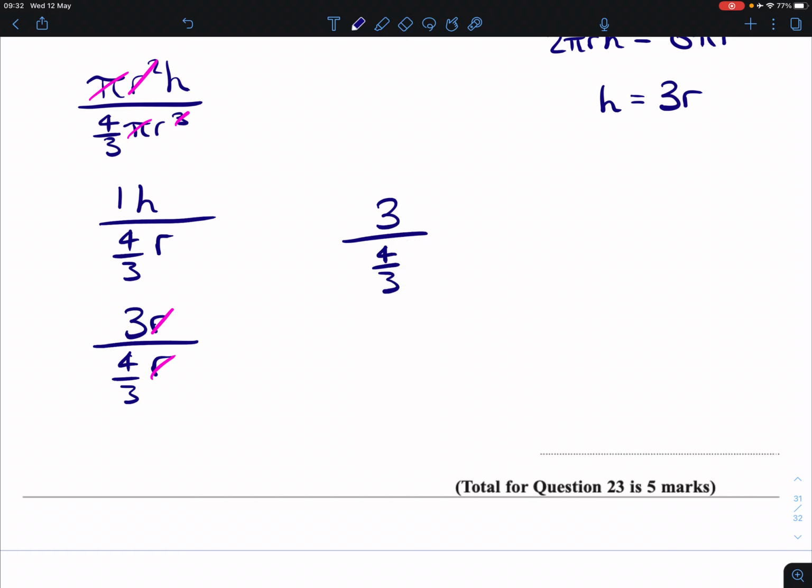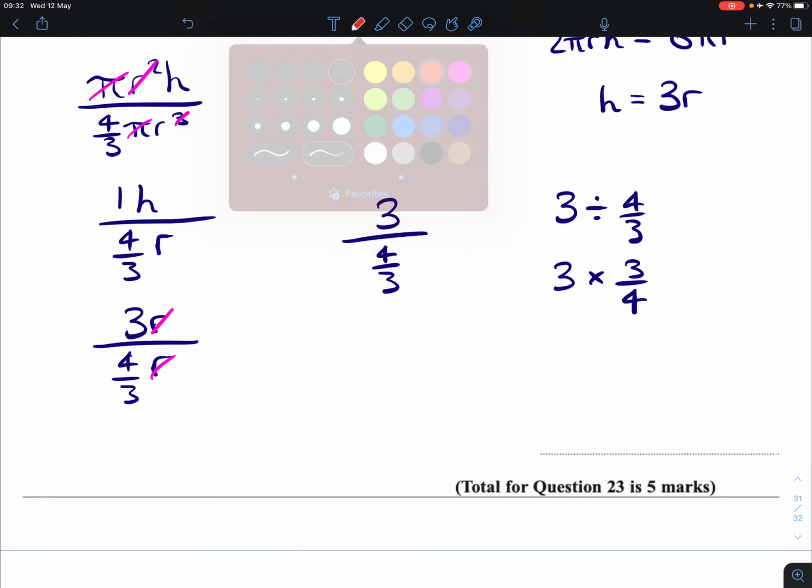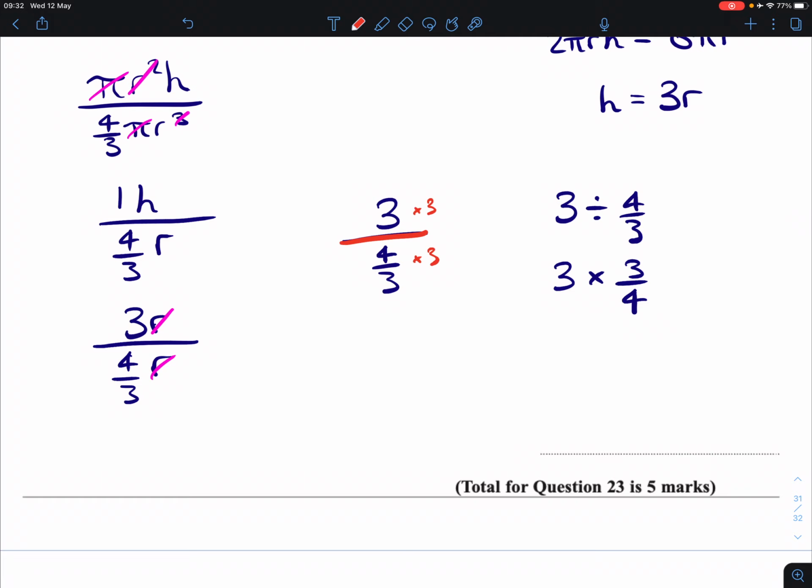If you have 3 divided by 4/3, there's 2 ways of doing this. One of them is to make it look like this and then multiply by its reciprocal. The other is to identify that in order to make this fraction disappear, we just multiply top and bottom of the big fraction by 3. Either way, you're going to get the same result. It's going to be 9/4 or 2.25 if you write it as a decimal. Done.